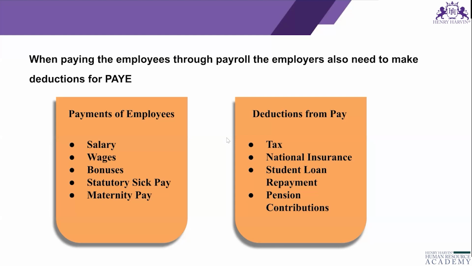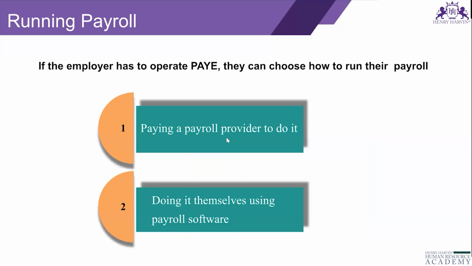That is company pensions. If the employer has to operate PAYE, they can choose how to run their payroll. If an employer registers with PAYE, meaning they register with HMRC, they can pay a payroll provider to do it. They can hire a payroll provider to do that payroll job. So they will share the details every month if there are any changes or any additional things, and the payroll provider will do the payroll run every month for the organization, or else they can do it by themselves using payroll software. It is the employer's choice, whichever way they find convenient. You know, the payroll providers are there who work for companies.